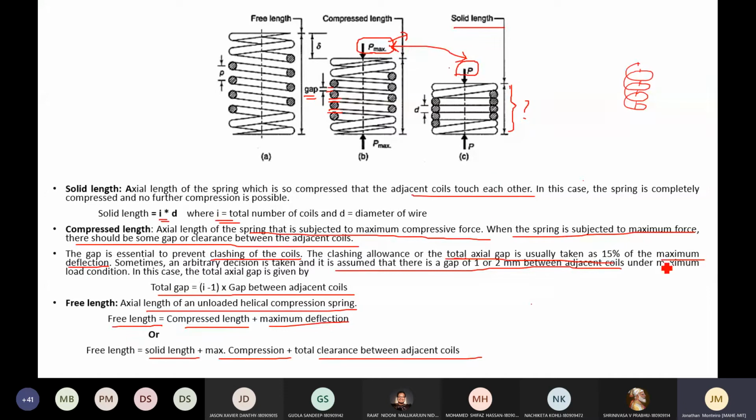Now, what is the maximum deflection that is allowed? Say this is the free length here. Let me come back here. Free length, this is the compressed length. Say delta is the maximum that is allowed. Out of that, this delta times 0.15, which is 15%, is taken as the total axial gap. Okay, the total axial gap that has to be maintained between the coils.